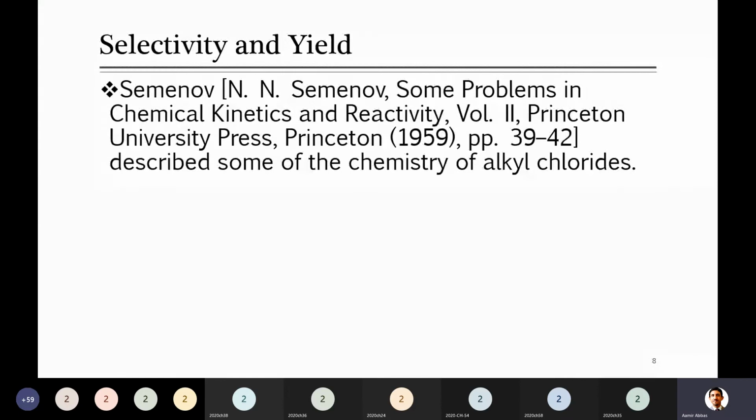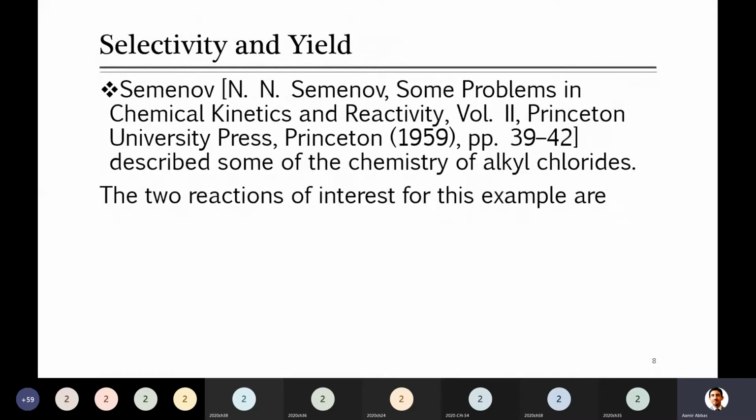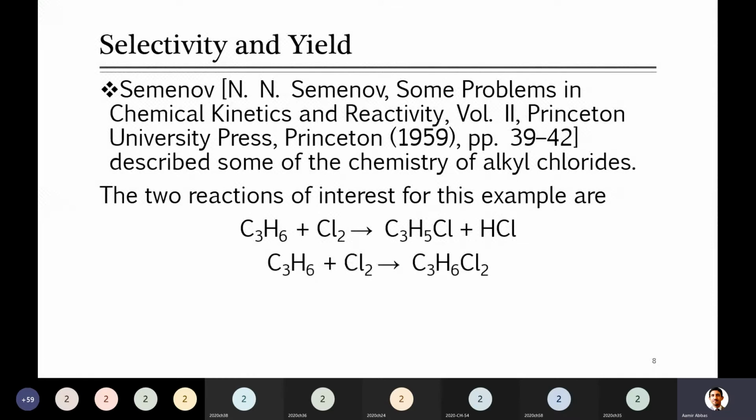Right, here is one problem, as I told you we will have one problem which will discuss all these concepts. Some scientists have published a paper, the title and those things are given, describing the chemistry of alkyl chlorides. In that paper they discuss that there are two reactions of our interest. For example, C3H6 reacts with chlorine and it produces C3H5Cl plus HCl. This is one reaction. We can call it reaction 1.